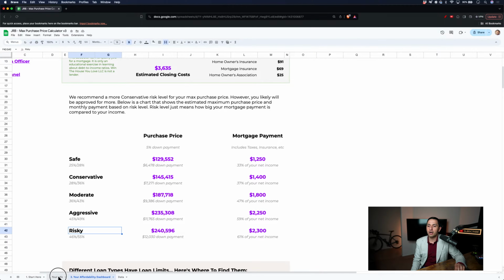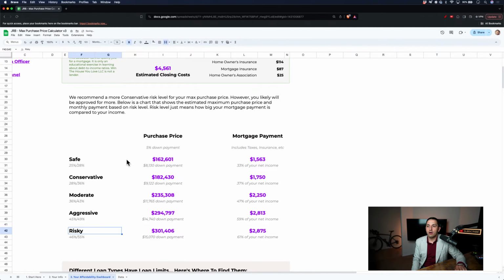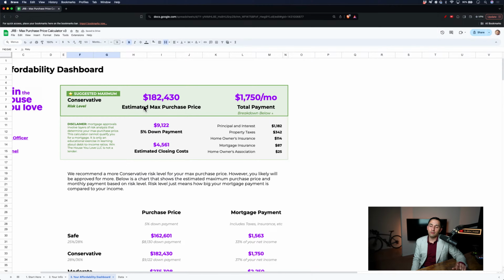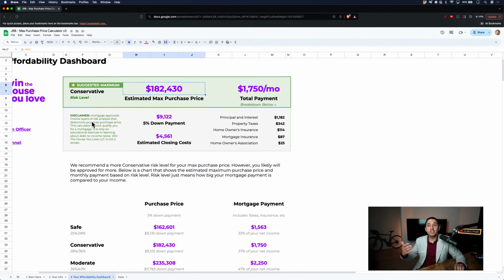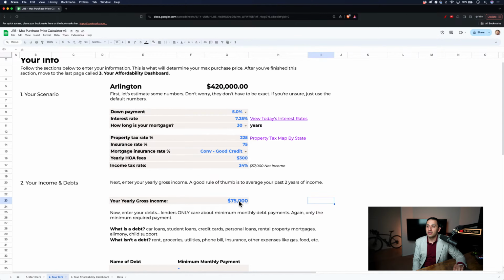But we're going to go back and adjust it just a little bit. Let's say we make $75,000, just to give you an idea of how these numbers move. So if you make $75,000, if you're doing 5% down at this current interest rate, then this is a conservative maximum purchase price that you could have. But again, you can technically qualify for about a $300,000 home.